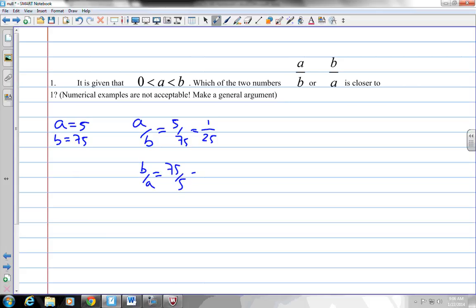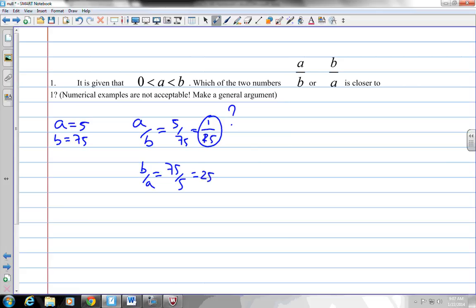75 over 5, which is 15. Which one is closer to 1? A over B. But how much closer? What is the distance? How close is A over B to 1 right now? You just say, well, how close is this number to 1? So what is the distance?